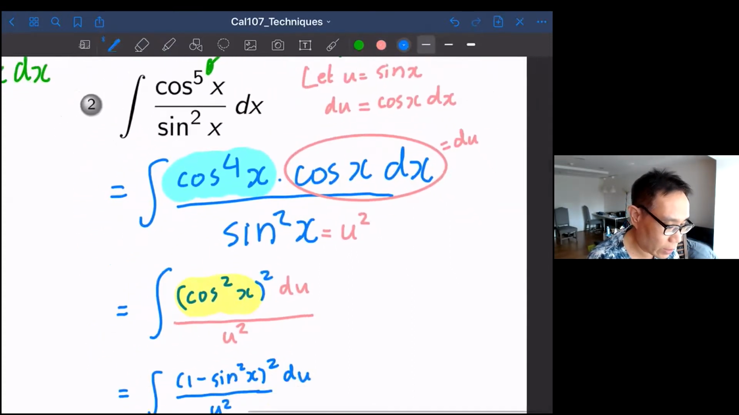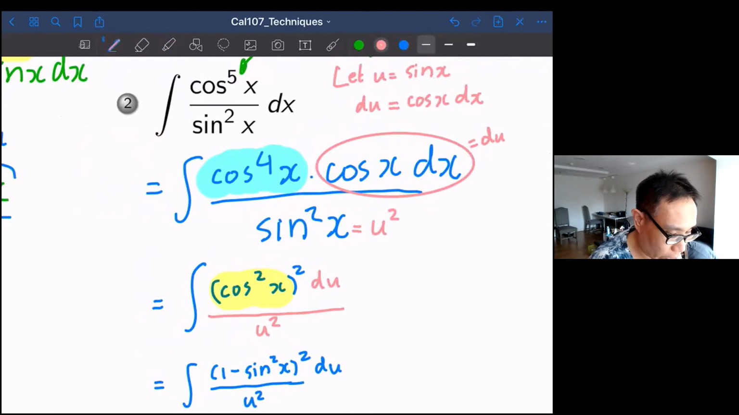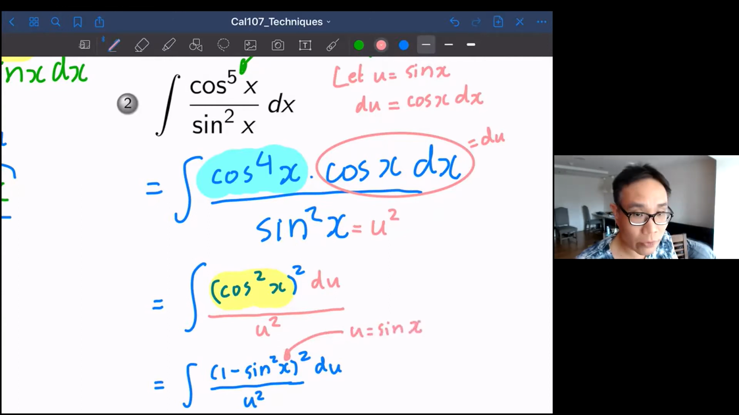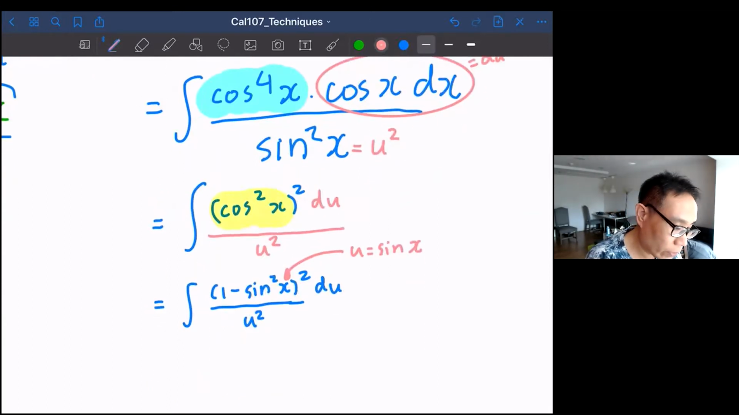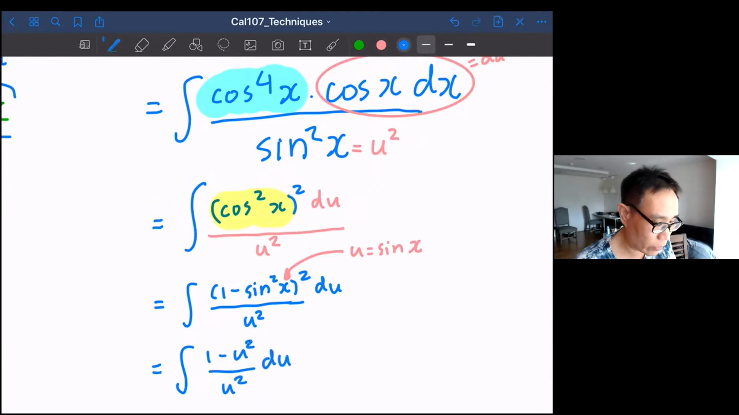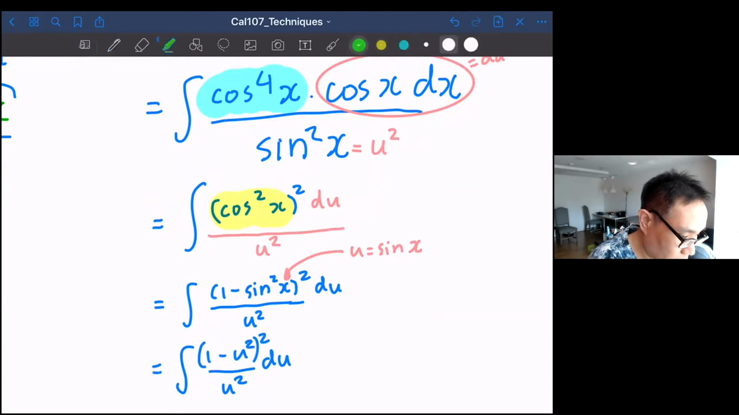And what is sine? Sine is equal to u, so here u equals sine x. So it turned out to be the integral of 1 minus u square, squared, over u square du. This is the term that I should highlight, right? So u equals sine x, and this one turned out to be u squared.